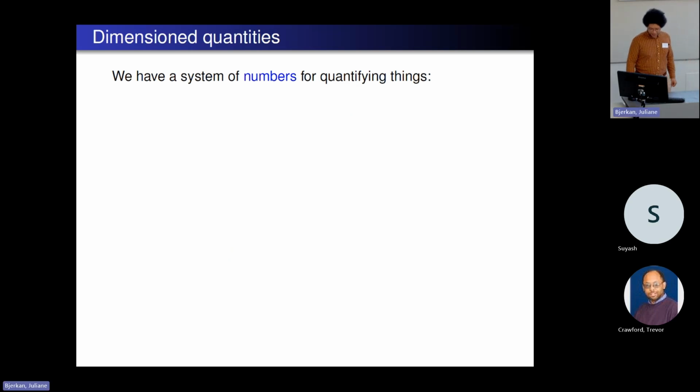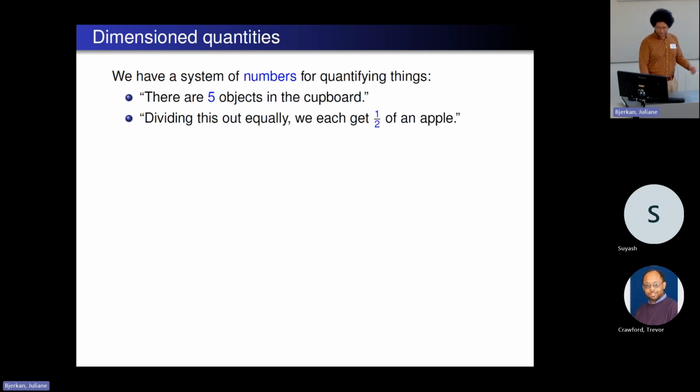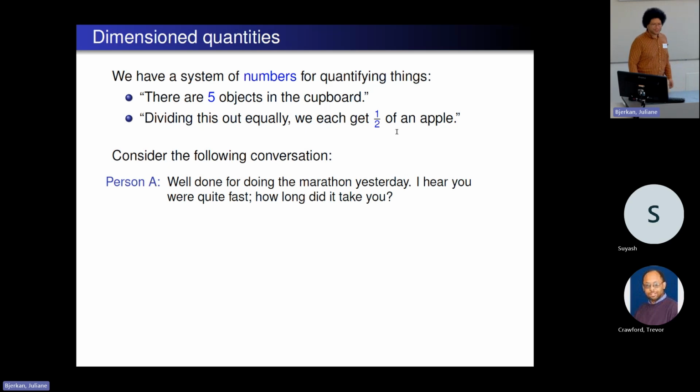So I want to talk about quantities with dimensions or with units. So we have a system of numbers for quantifying things. So for example, we can say there are 5 objects in the cupboard, or dividing this out equally, we each get half of an apple. Now I want to consider the following conversation. Person A, well done for doing the marathon yesterday. I hear you were quite fast. How long did it take you?